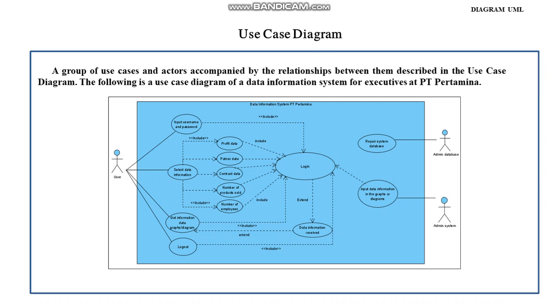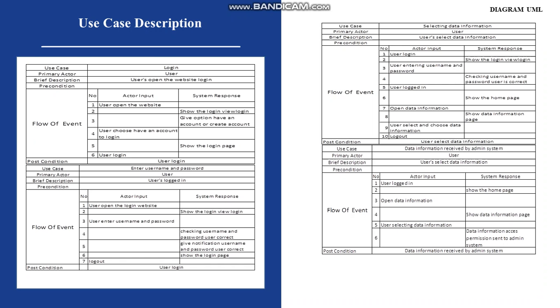So, next is the use case diagram. In this figure, the user will access the data by logging in first using the username and password. After being declared successfully logged in, the user will be directed to select data information. Next is the use case description. This figure shows the user is asked to input his username and password to log in. If the user enters the wrong username or password, the user will fail to log in. After successfully logging in, the user is asked to select information data.